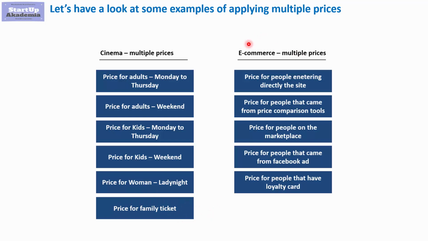Now in e-commerce, again, we use multiple prices for the same product. You can have one price for people entering directly the site, another price for people that come from price comparison tools, marketplaces. You can also use different prices, usually lower, for people who came to the site through paid ads, for example, Facebook ads. And finally, you may apply different prices for people that have a loyalty card.